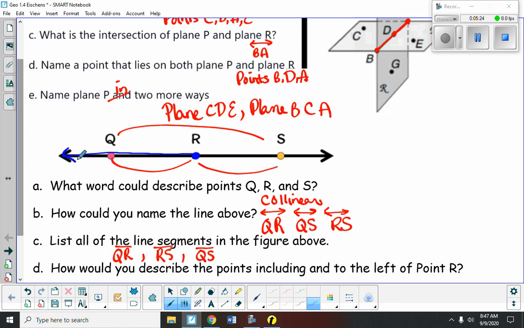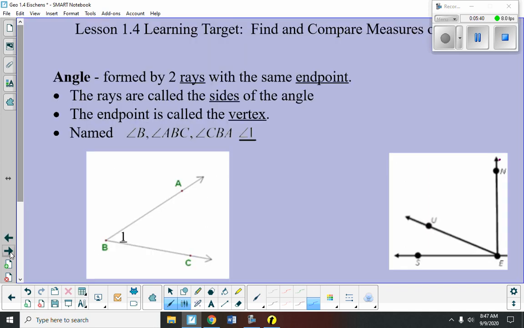And so how would we describe it or how would we name it? It's a ray. And remember, we always name a ray with the initial point. So it starts at point R and it shoots through point Q. So we would call that ray RQ. All right, good review. Let's go ahead and look at lesson 1.4.